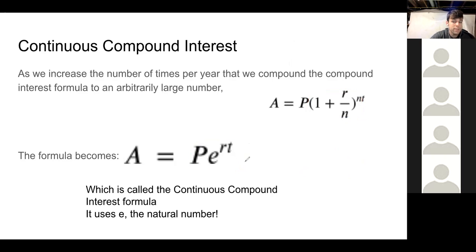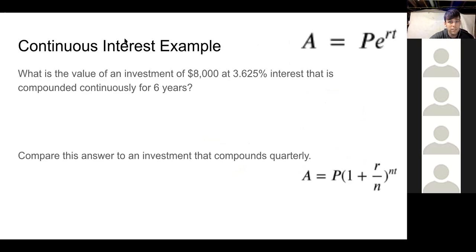Some investments calculate compound interest continuously, and that's what it means to use this formula right here. This will be our last thing. Let's compare a continuous compound interest calculation with a regular compound interest calculation and just show the difference. So we're going to do a compound interest example and then the same investment, but only quarterly, and just show what the actual monetary difference would be.